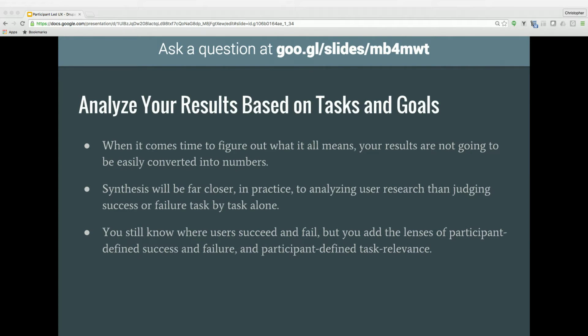You still know where users succeed and fail, but then you add the lenses of participant-defined success and failure and their task relevance. So you can still say, if they tried to do a task, and that task happened to match the one in your back pocket, you know if they actually managed to get that thing done. But you also know if they wanted to get that thing done, and what getting that thing done meant to them. Was this the annoying thing I had to get done to get through this task, or was this what I wanted to do?